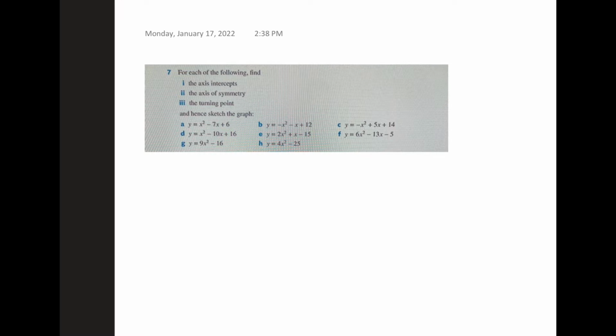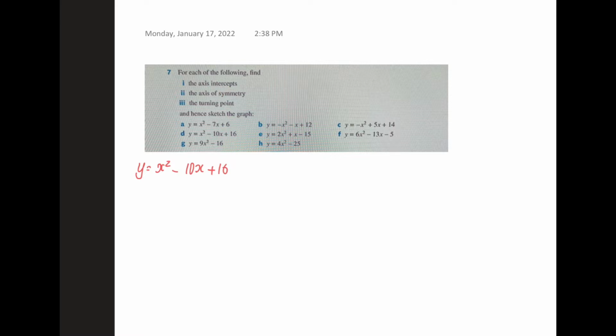Okay, so let's see question 7d. We have y equals x squared minus 10x plus 16. What we need to do in the first part is find the intercepts. We have the x-intercept and the y-intercept to find out.